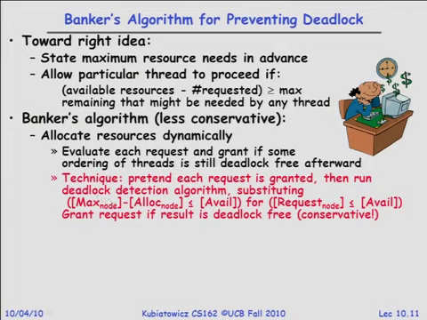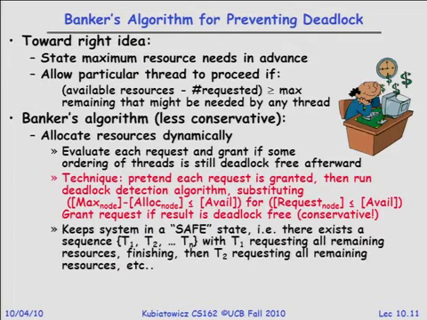Now, of course, there's a name for what we're doing here. We're keeping the system in what are called safe states. A safe state is one for which there is a sequence of threads, 1 followed by 2, followed by 3, followed by 4, such that everybody finishes. And as long as we always keep the system in a safe state, then we're good to go.